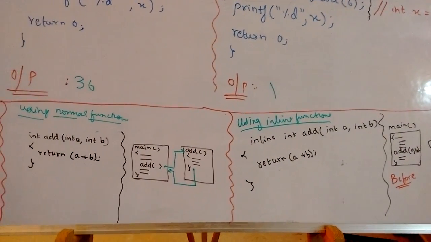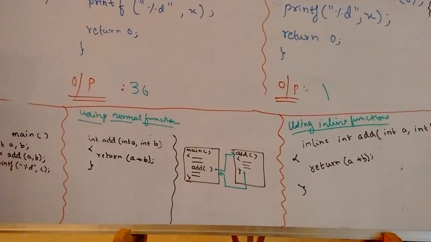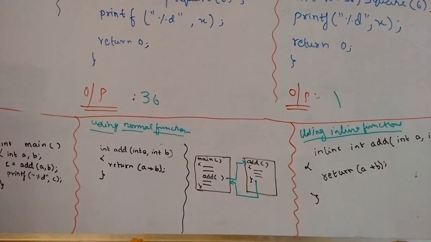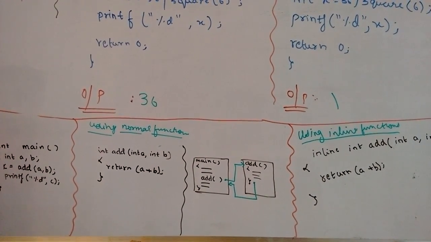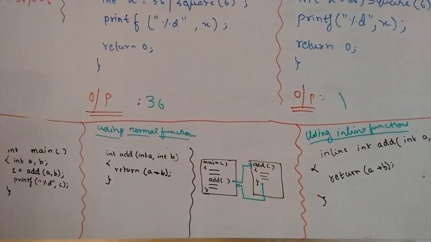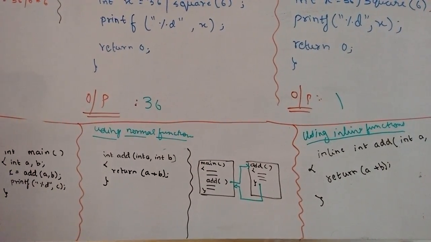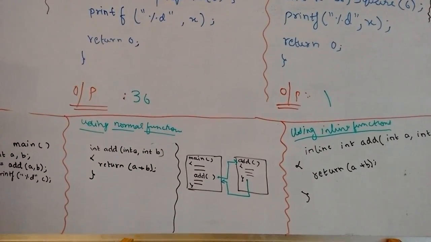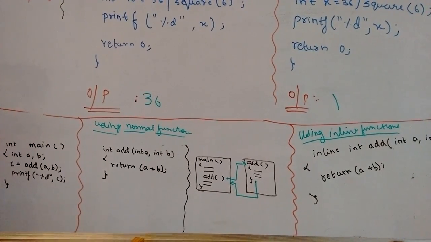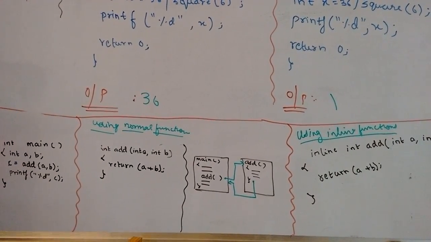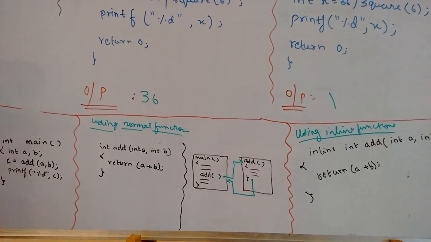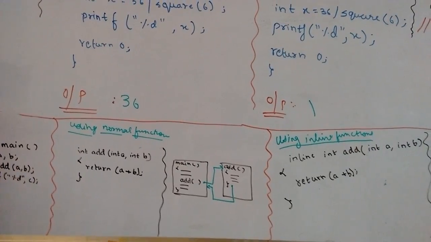How it actually works is, when the main function makes a call to the inline function, no control transfer happens. Instead, the compiler, while compiling, copies the body of the inline function into the main function itself. In other words, wherever add of a comma b is there, only that statement is replaced by return a plus b.